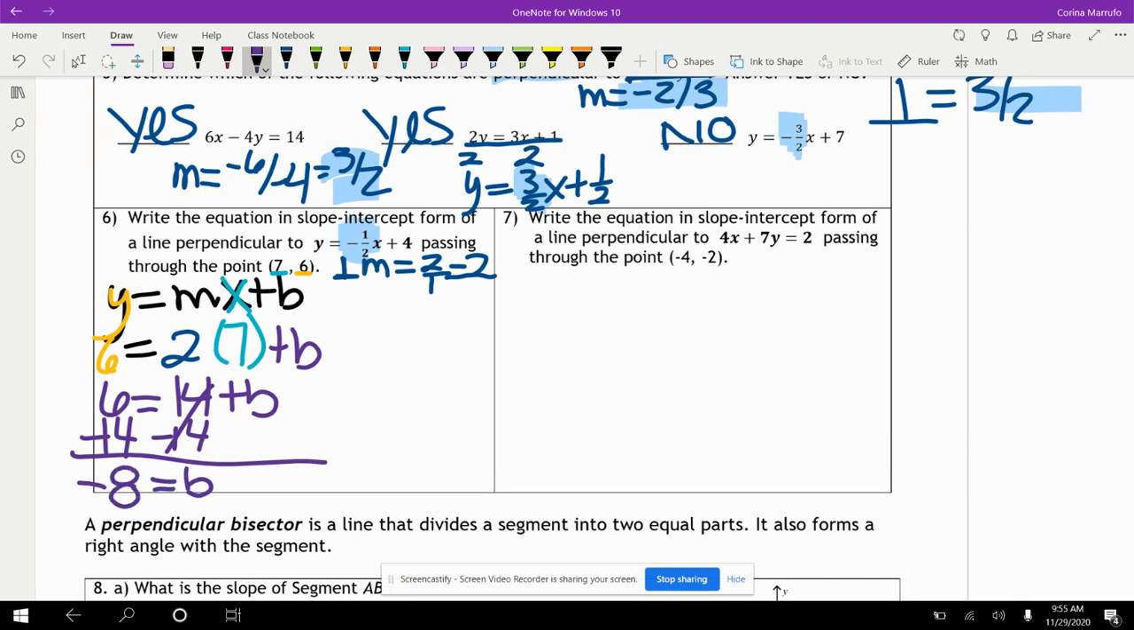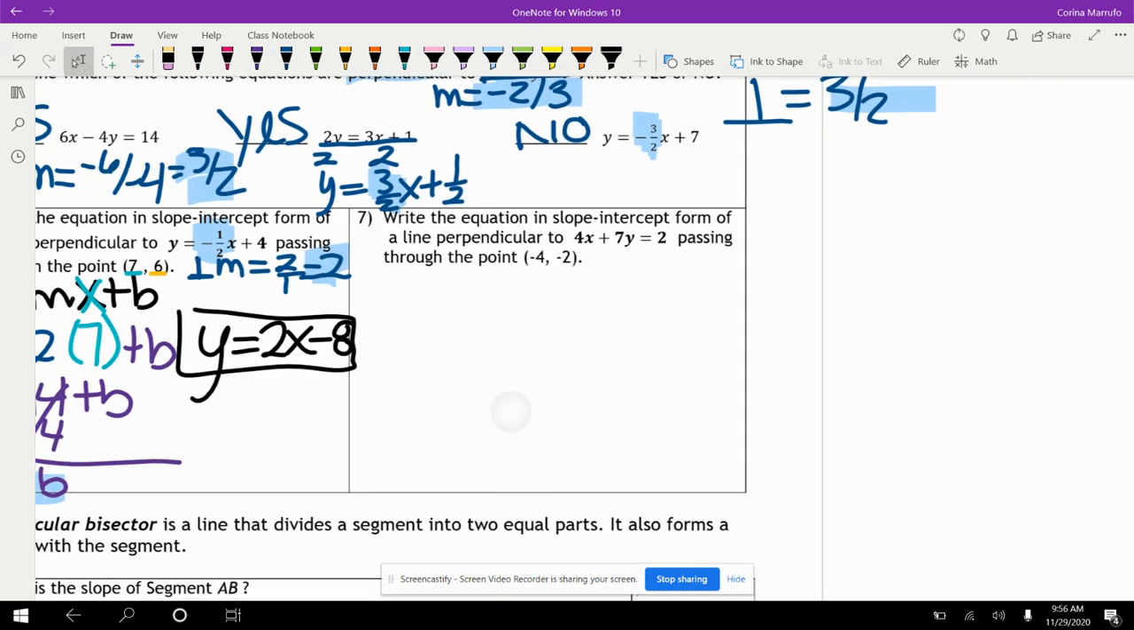So now that we know our y-intercept and now that we know our slope, we're going to go ahead and plug it in. Y equals, our m is 2x, and since our b is negative, it would be minus 8. And that's it. So let's go ahead and try this one more time.